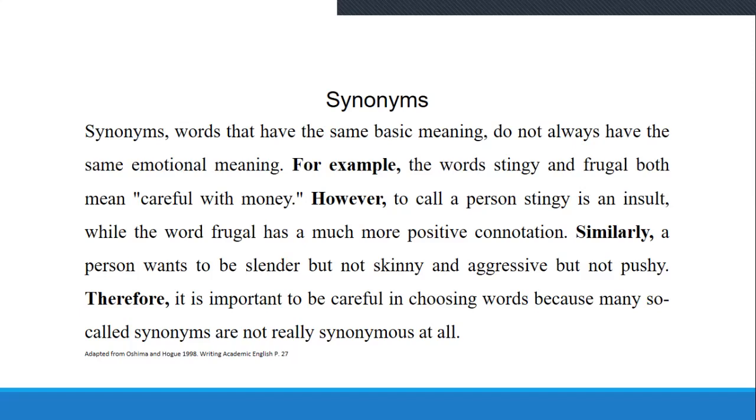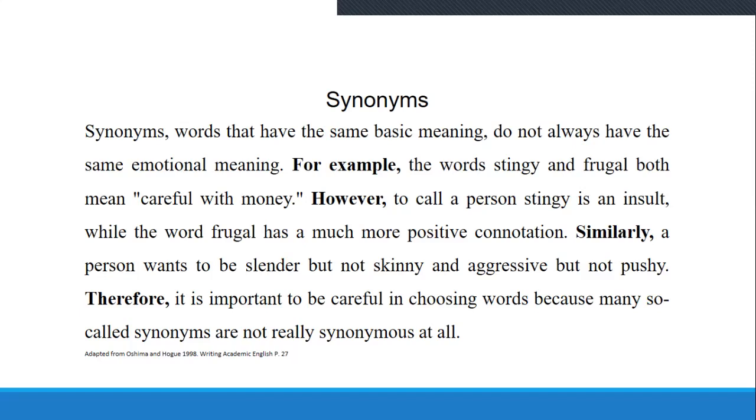For example, the words stingy and frugal both mean careful with money. However, to call a person stingy is an insult, while the word frugal has a much more positive connotation, right? So meaning wise, there are two different meanings emotionally, right? Although they are given as synonyms, there is a difference when we come to use them, right?